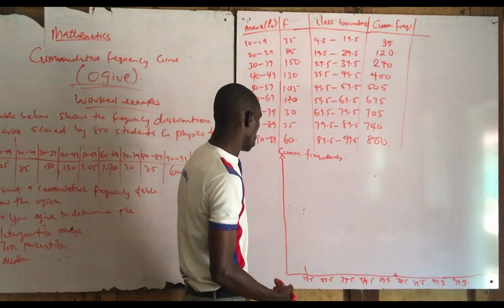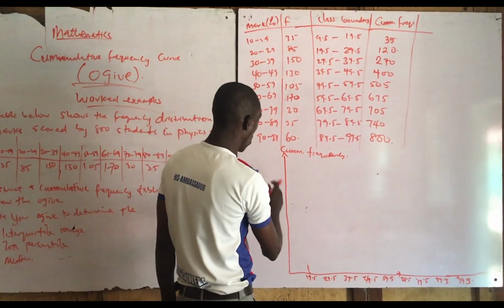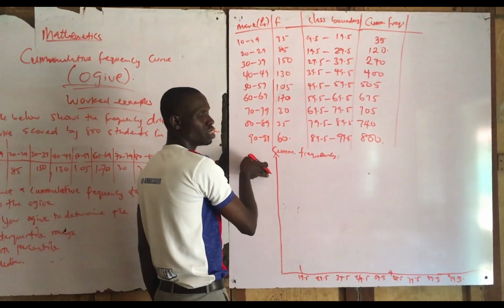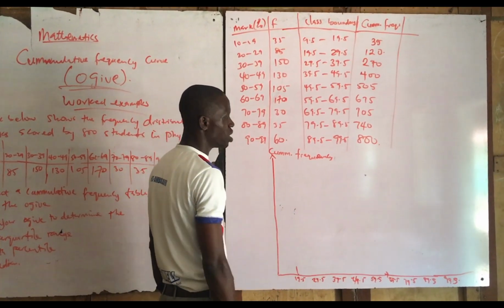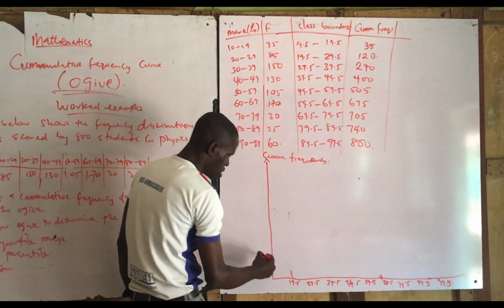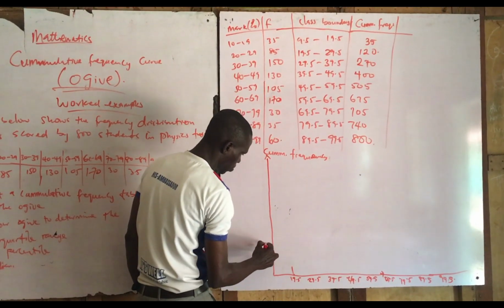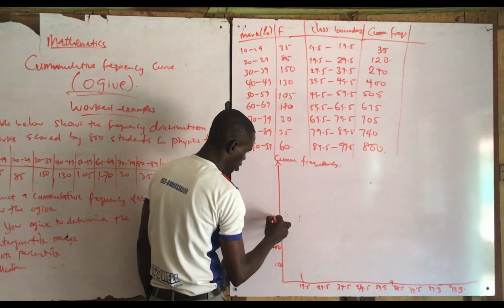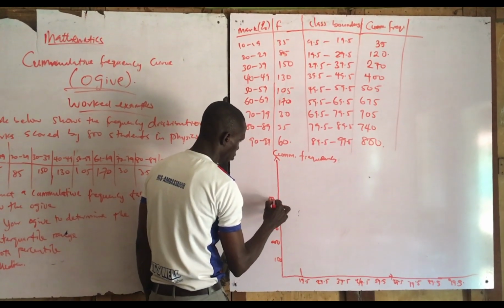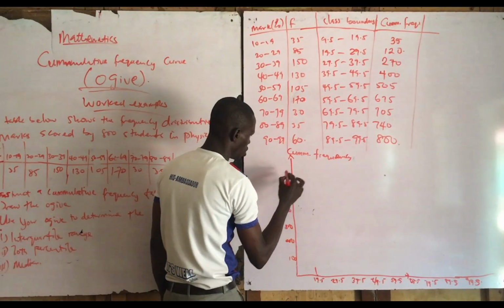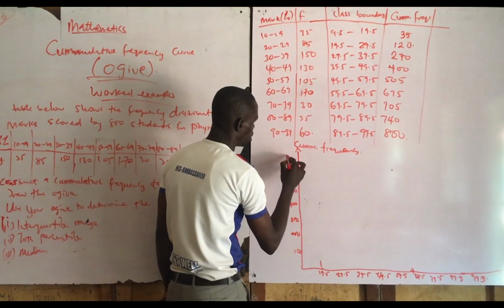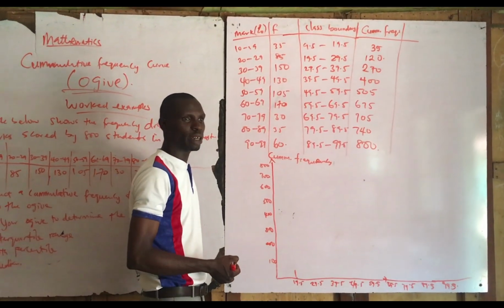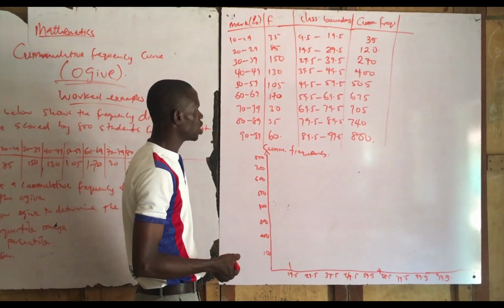All right. So now let's use 100 unit for 2 centimeter on the cumulative frequency axis. So you have 100, 200, 300, 400, 500, 600, 700, 800. So that is how it should look. So let's quickly begin to plot.